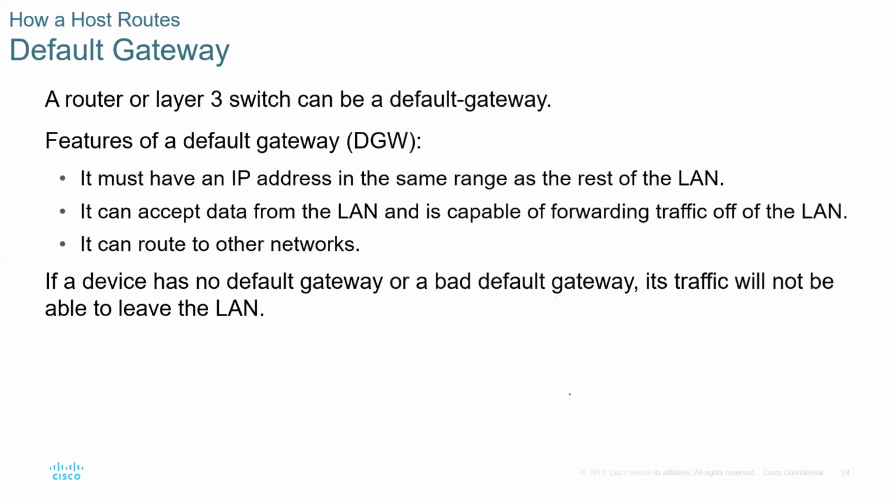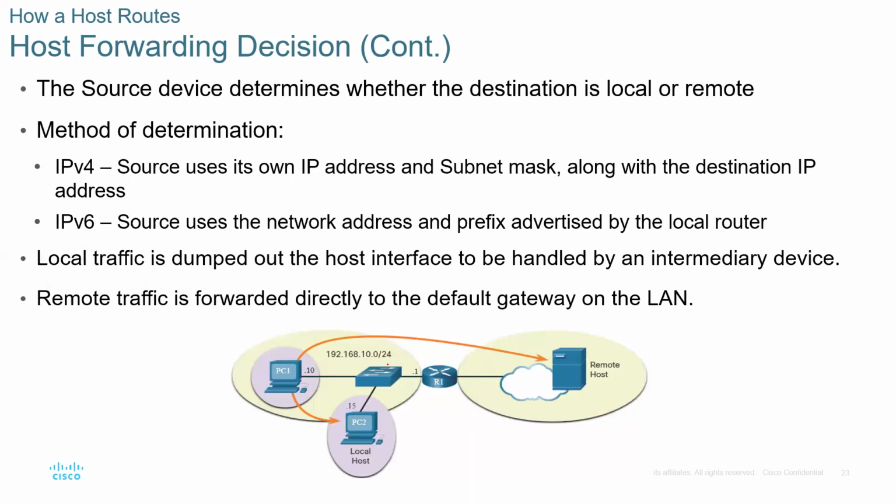Right, a default gateway, that's the gate out of the network. It has the following features. It must have an IP address in the same range as the rest of the LAN. So if this is my LAN, let's use an example which is there already. This is our LAN. This is the default gateway, dot one.